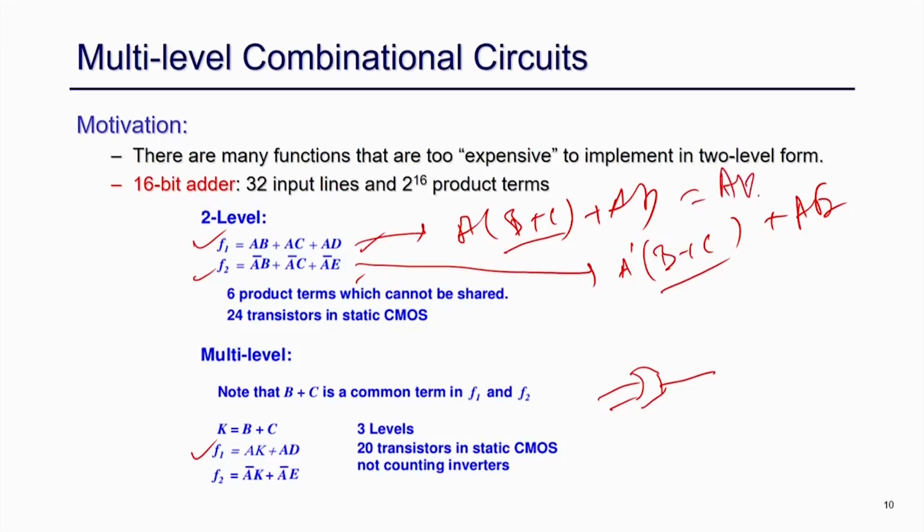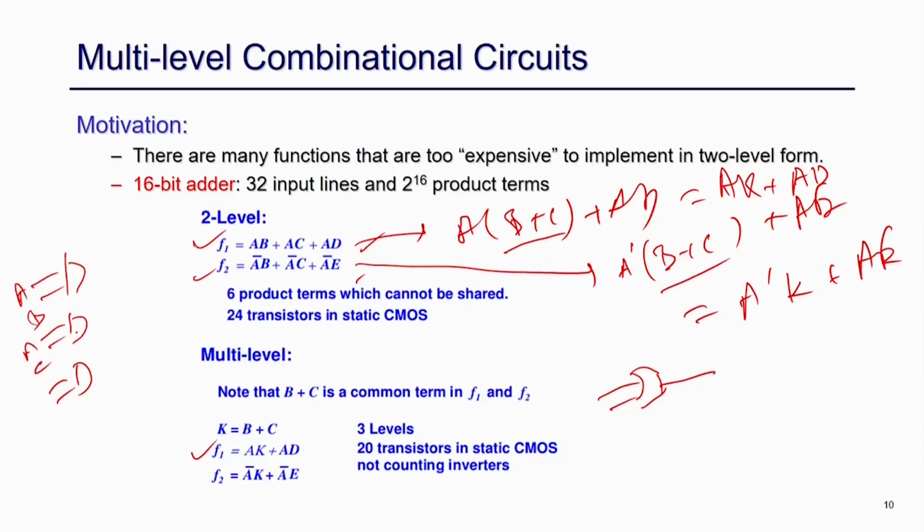So, A K plus A D, and this is A dash K plus A. Now, I can do this. Instead of just having this, if you think about the actual implementation, in 2 levels I have A B, A C, A B, A C and A D, and this is my say F1, and similarly I have these 3 terms for F2.